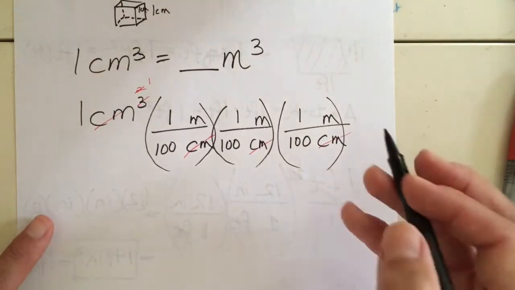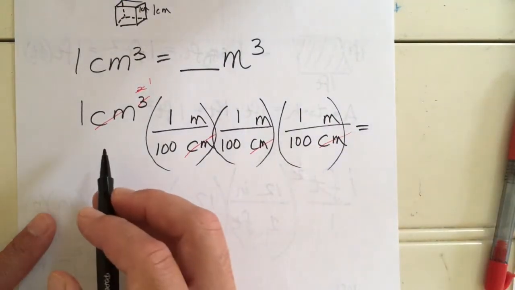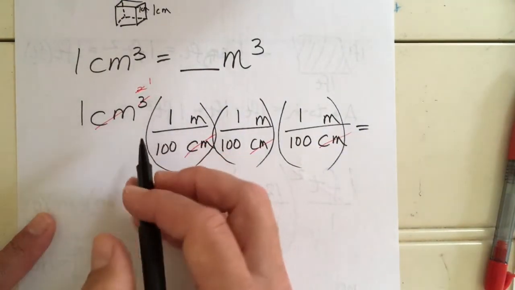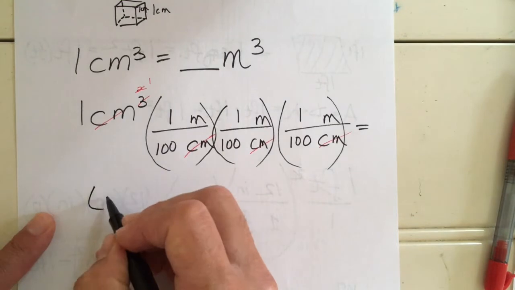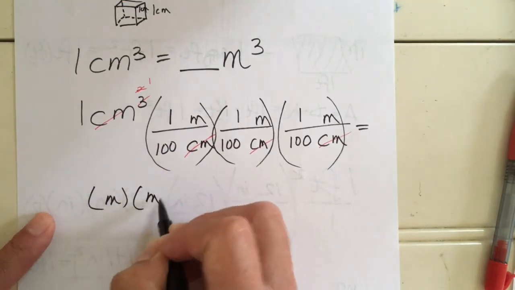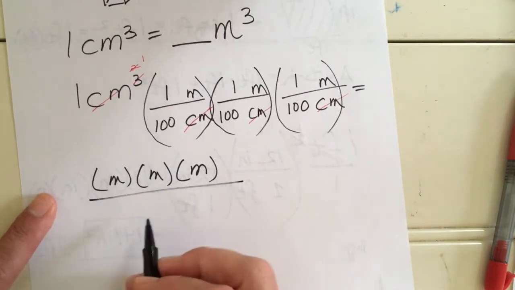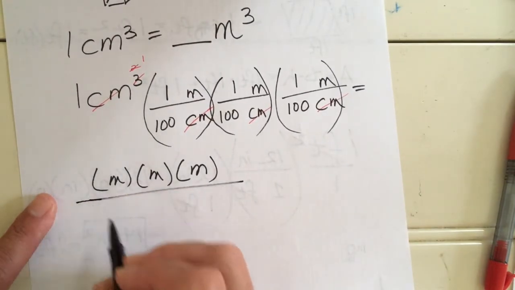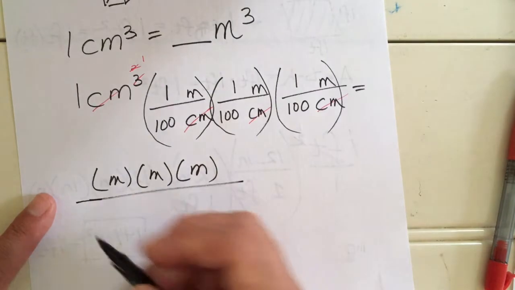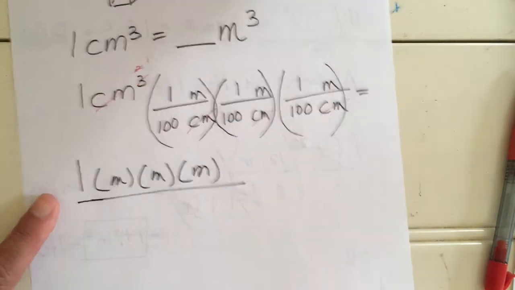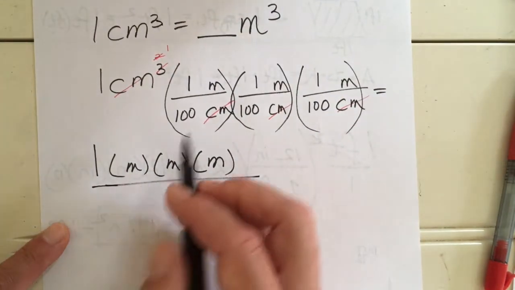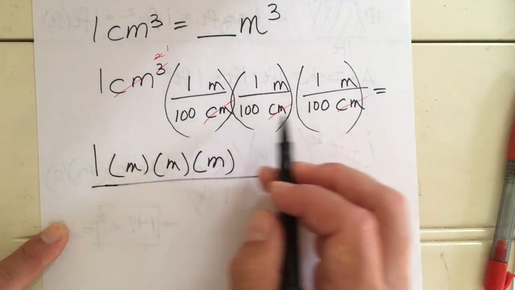So now we can go ahead and simplify or rewrite. So I'm going to go ahead and rewrite it. On top, I have meters times meters times meters. On bottom, do I have a unit or number on top? Just a bunch of 1s. So if it makes you happy, we can write a 1 up there. On bottom, we have 100 times 100 times 100.